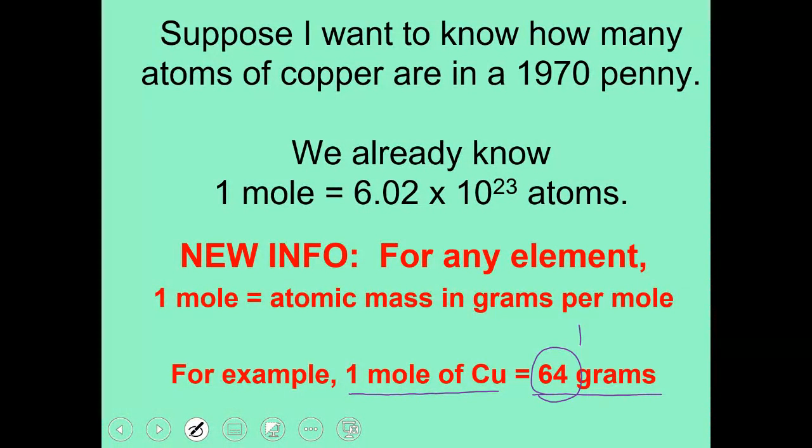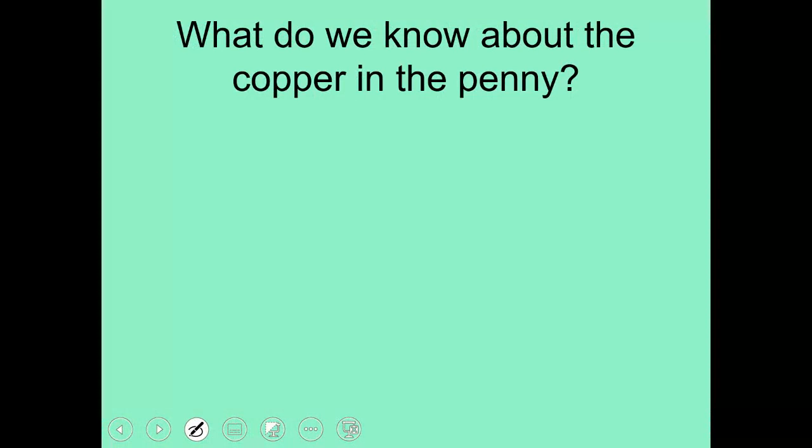Where do we get the 64? Go to the periodic table, look up the atomic mass for copper. That number has a double meaning. You round it off to the whole number. That's how many atomic mass units are in a single atom of copper. But if you had a mole's worth of atoms, it will weigh that many grams. So you can see that little double meaning of the atomic mass.